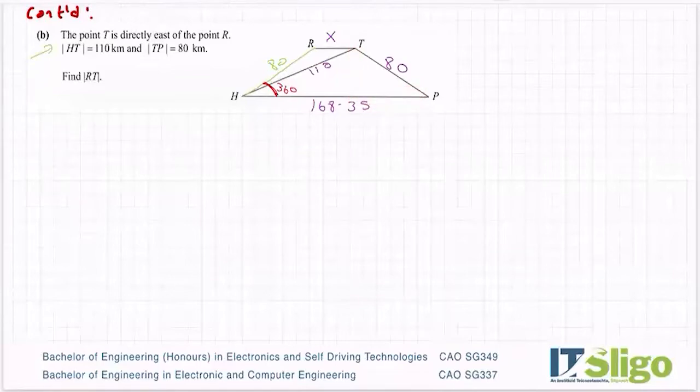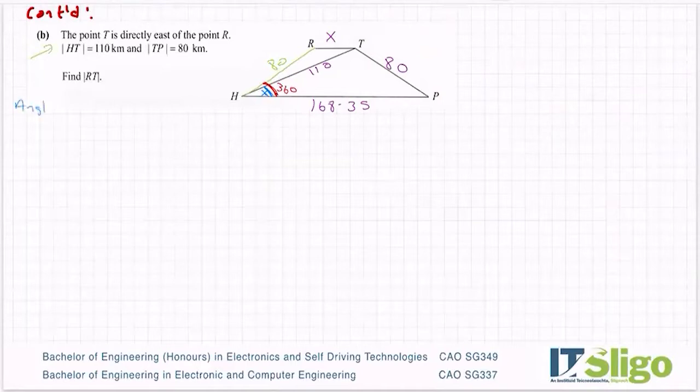Does that make sense? Maybe I'll do it my way, and then I'll come back to the right angle trig way in case anybody prefers right angle trig. So I'm going to solve for this little angle in here, which I'm calling x.